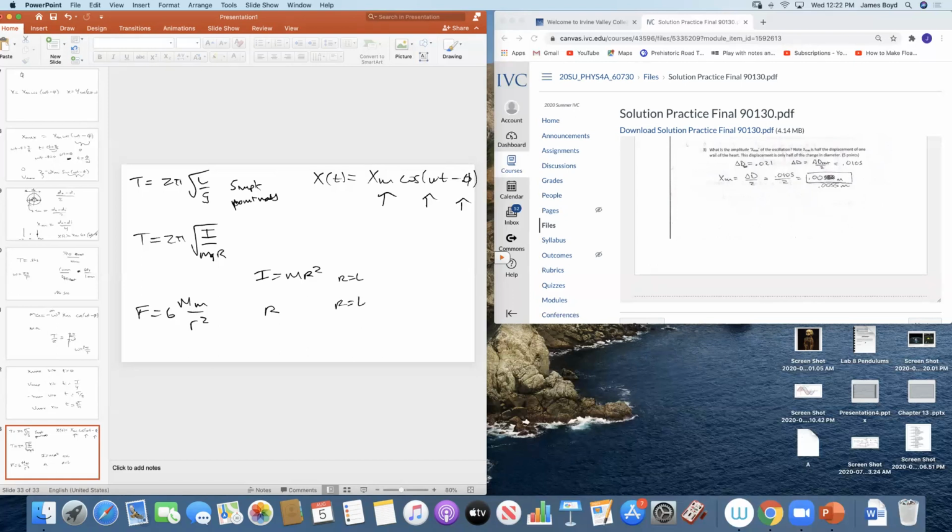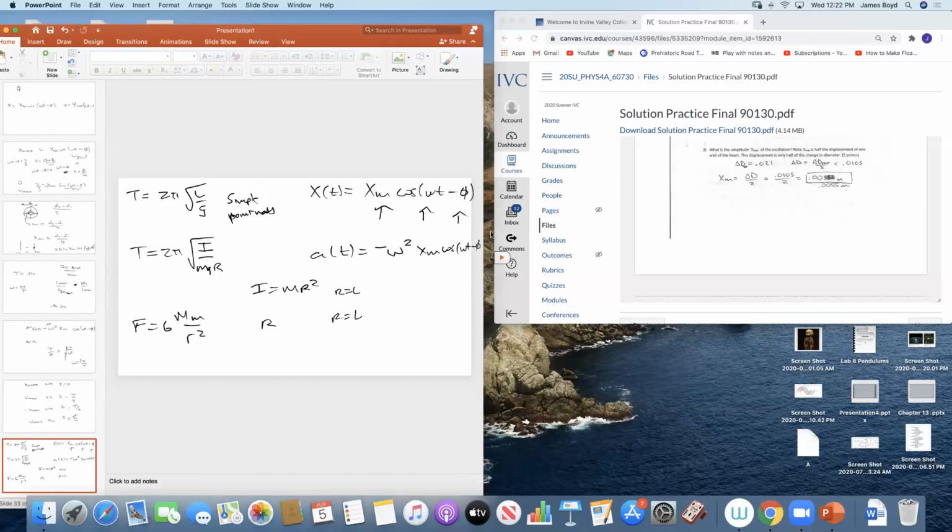And so in the lab it was weird because we started with A, and the A equation is exactly the same thing as the X equation, just with negative omega squared at the front. So think about it this way, X is equal to A divided by negative omega squared. So if you're told A and you're told omega, you can find X, right? That's one little tricky thing.